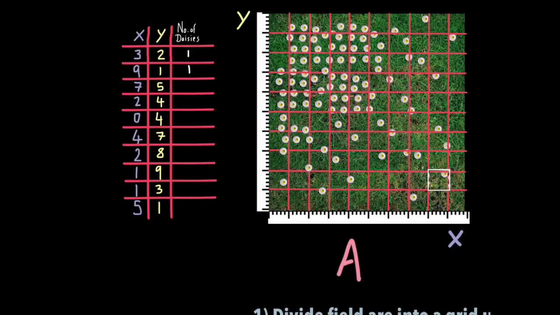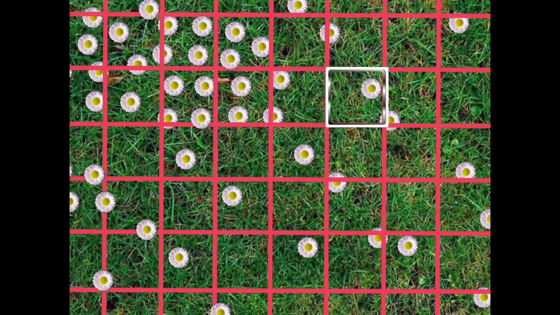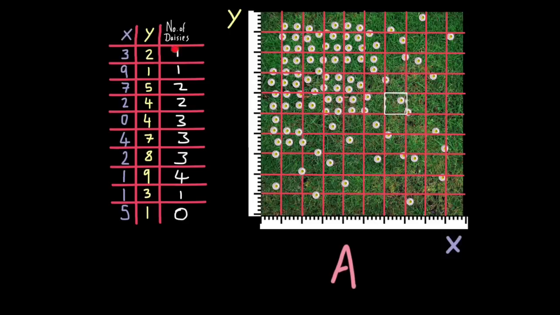I continue this process, so next will be 7, 5. So 7 across, 1, 2, 3, 4, 5, up. Now it's a bit trickier because you can see I've got 1 daisy there, but it is touching another one, so I could count that one too. So 2 daisies. So I record 2 there, and I do this until I finish the table.